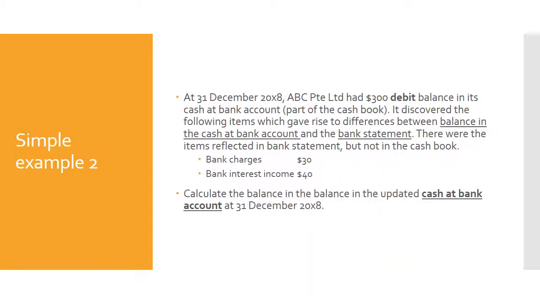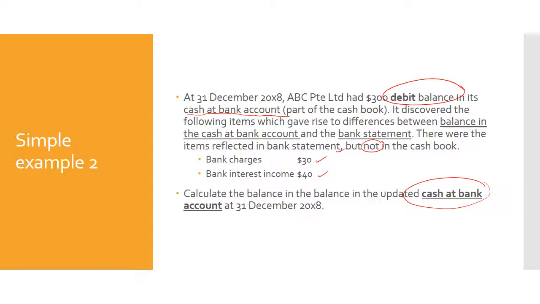At 31st December 20x8, ABC Private Limited had $300 of balance in its cash at bank. Now beware, this example is a bit different because you now start with the debit balance in the cash at bank, and they discovered that there are some different figures that were in the bank statement but not in the cash book. They include bank charges and interest income. So your task is to find out what is the updated cash at bank account. How do you do that?